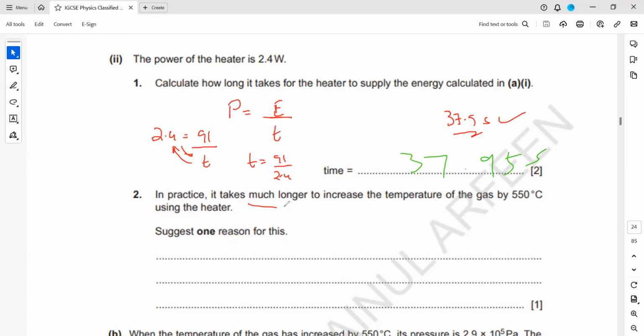In practice, it takes much longer to increase the temperature of a gas using the heater. Suggest one reason for that. Whenever you're supplying heat energy by using an electrical heater, what might happen? Some of the heat transfers to the surroundings, or the heater might take time to reach a certain temperature, because it's not like you switch on the heater and it will immediately become warm and then supply the heat energy. So heat loss to the surroundings, or the heater takes time to heat up.